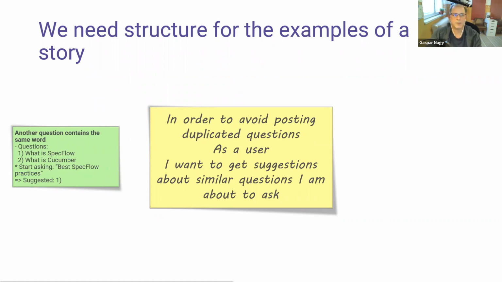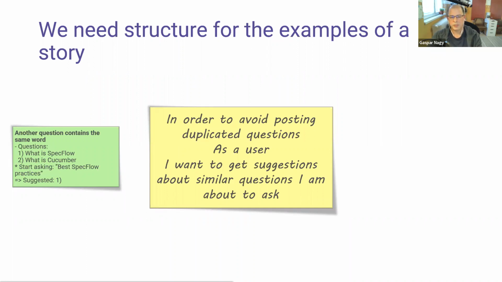One was what is SpecFlow, and the other was what is Cucumber. And if you just start asking about best SpecFlow practices, then basically the system should suggest the first one, the what is SpecFlow question, on the screen. That makes sense, and I think that explains a little bit how this feature is supposed to work.